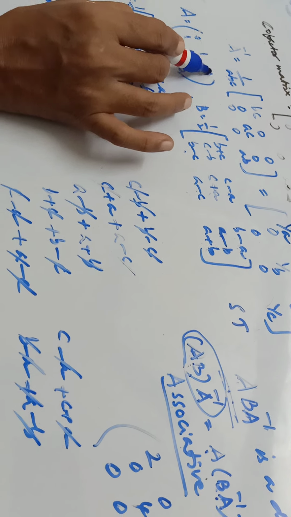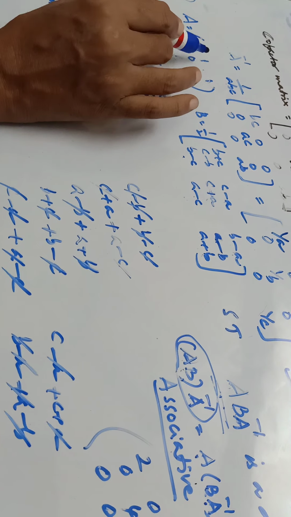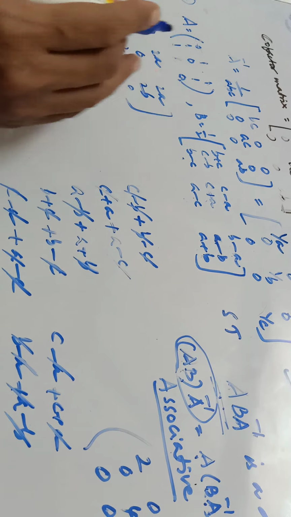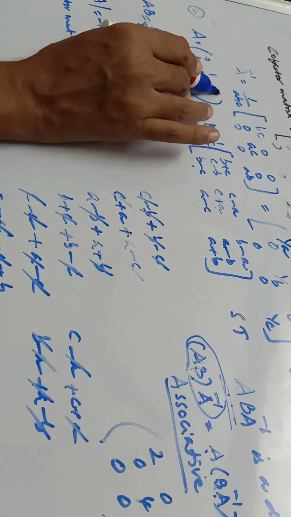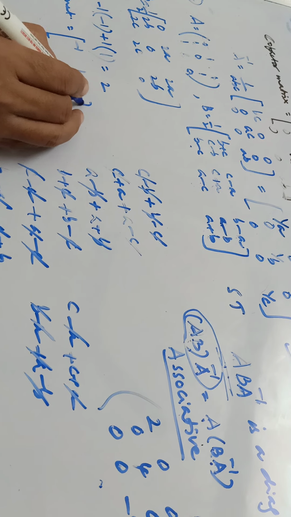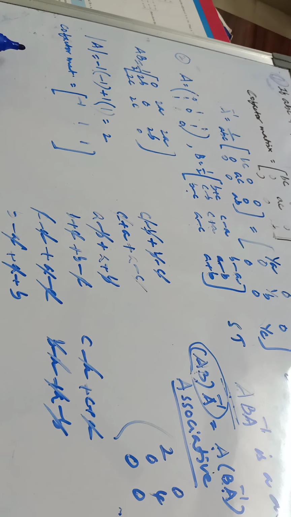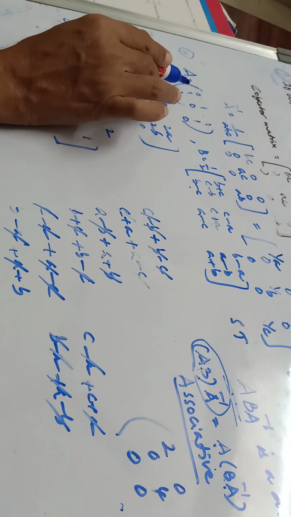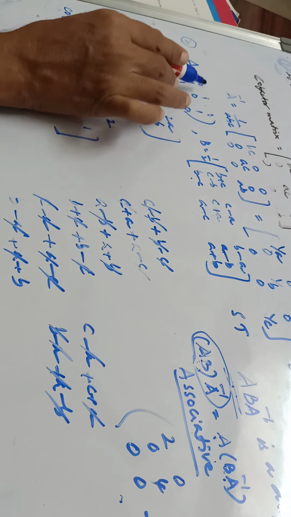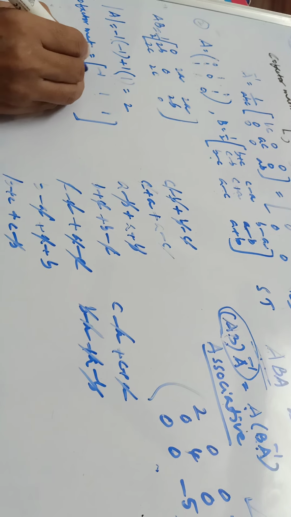Cofactor of 0 is delete this row and this column. 0 minus 1, same will remain. Cofactor of this is delete this row and this column. 0 minus 1, change the sign. Cofactor of this is 1, write it as it is. Now what is cofactor of this one? This is present in second row and first column. The sign has to be changed. Minus 1, that is 1.